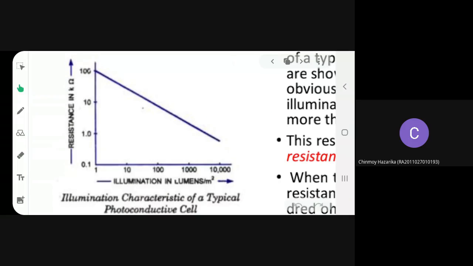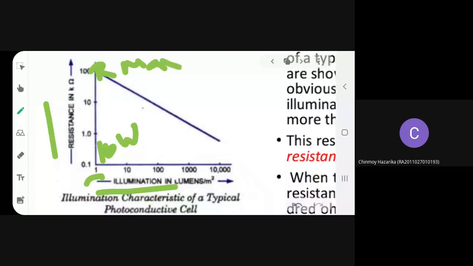Maximum. Again, this is the curve for the photoconductive cell drawn between illumination and resistance. Suppose the illumination is very, very low, a low range of light intensity, then resistance will be maximum. On the other hand, here the light intensity is 10,000, and the resistance is very low. Here it is minimum.